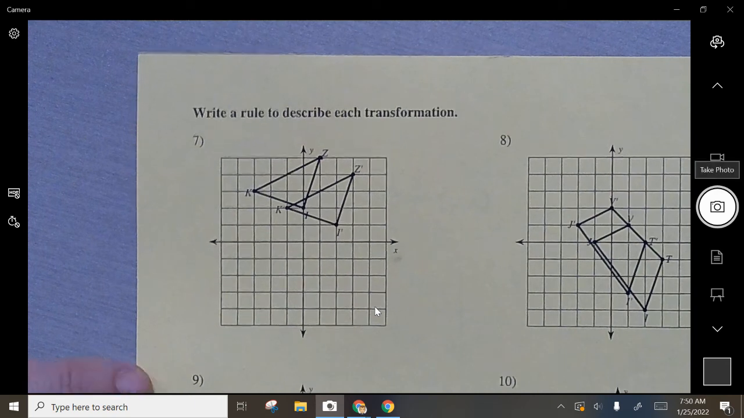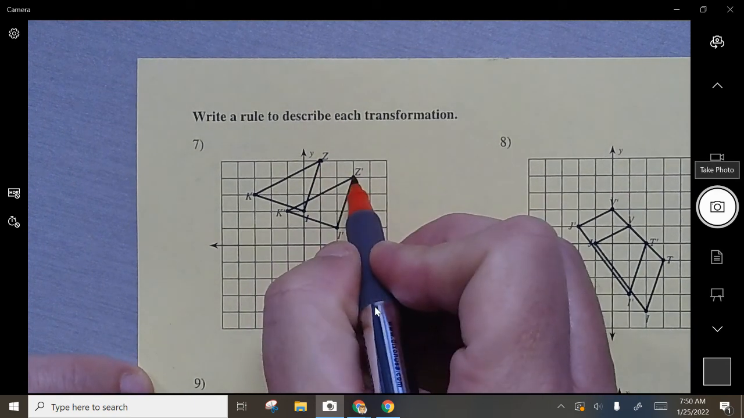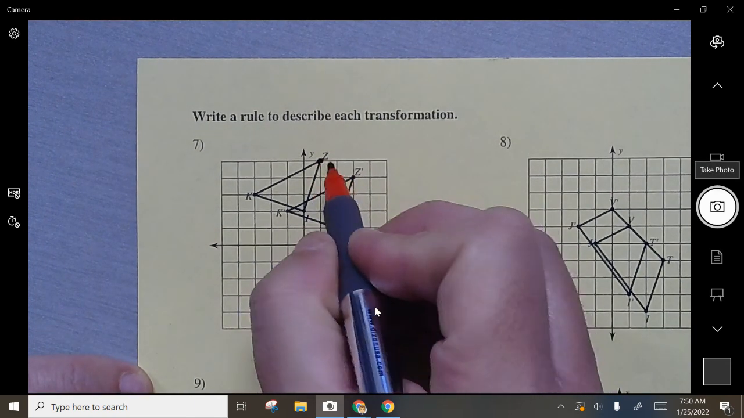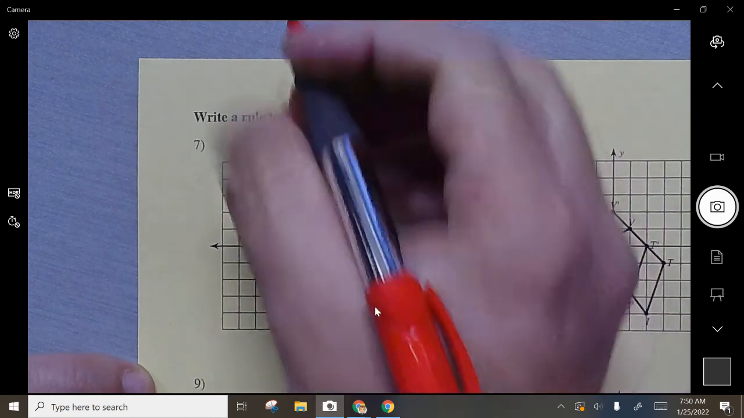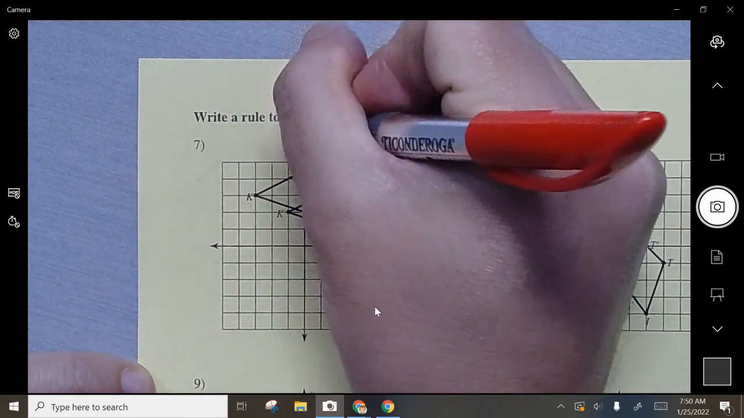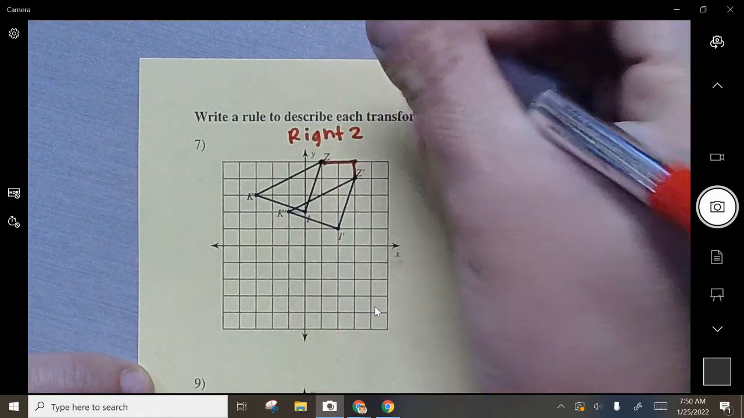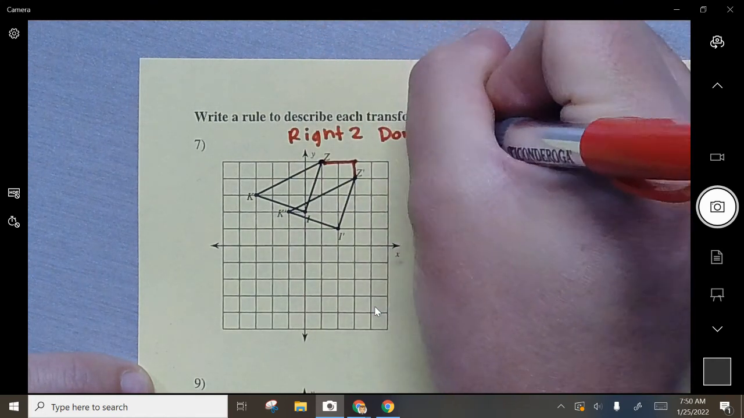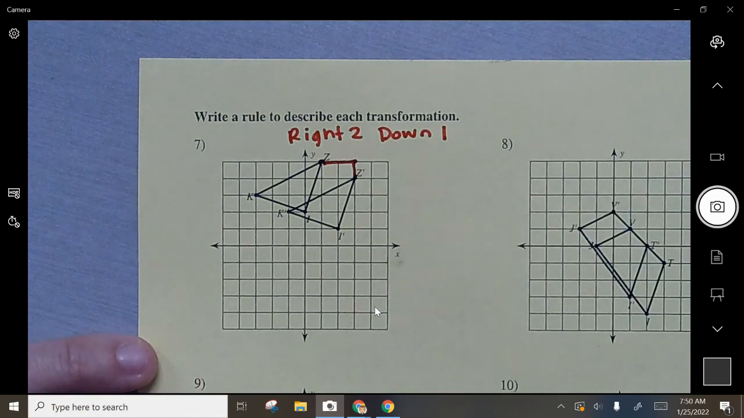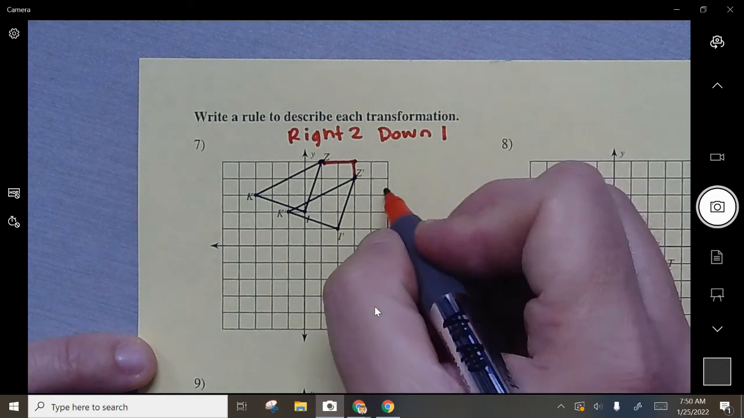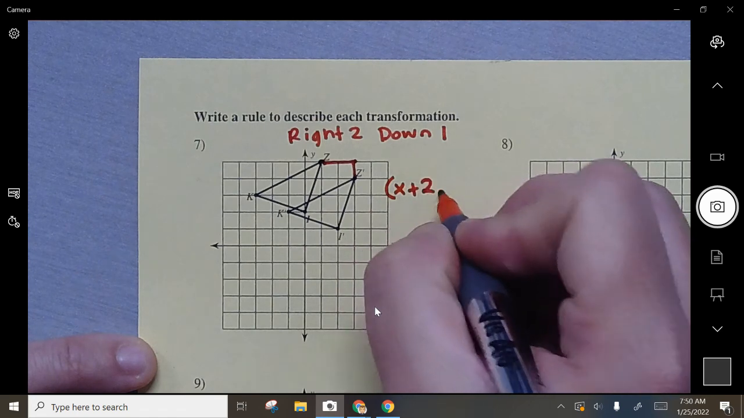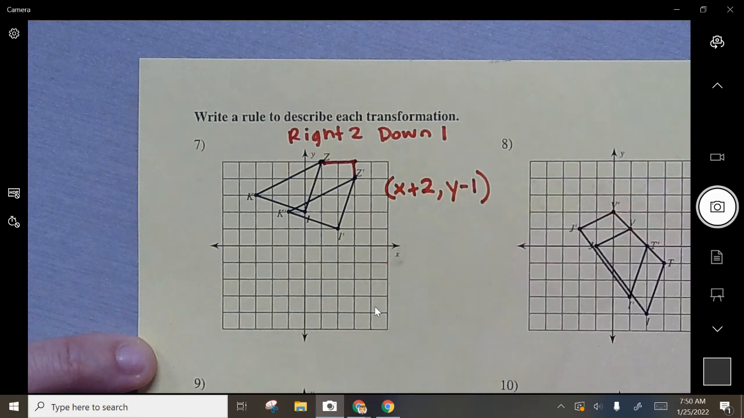Sorry about that. So if you're looking at Z to Z prime, you're going to go right 2, down 1. So if you wrote that down, right 2, down 1, okay? But how would that look in a rule? In a rule format, x plus 2, y minus 1. You think you can get the hang of this? It's a little challenging, I know. It's a little challenging, but let's just keep trying it out. See what you can do, okay? Right 2, down 1.